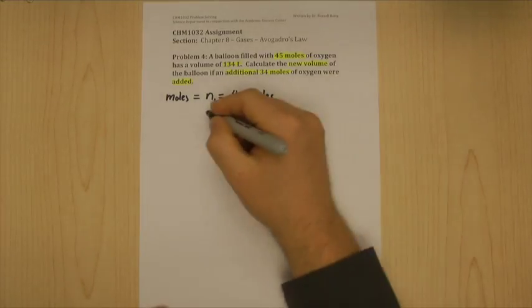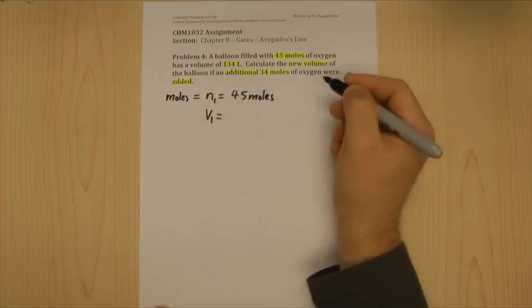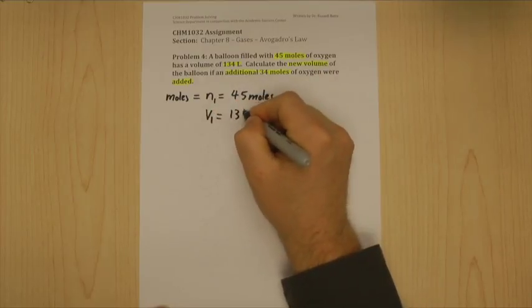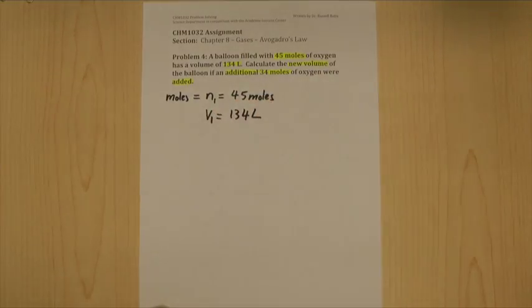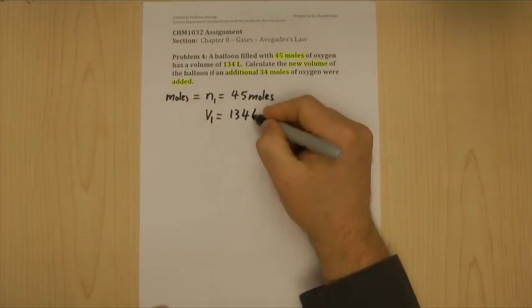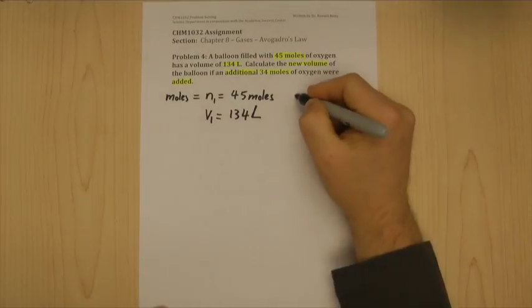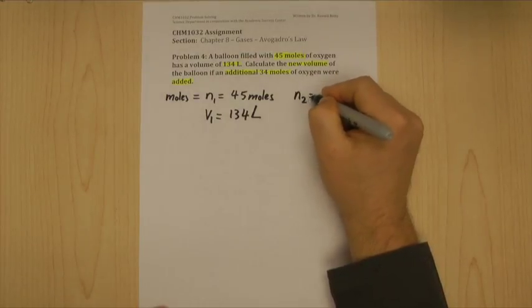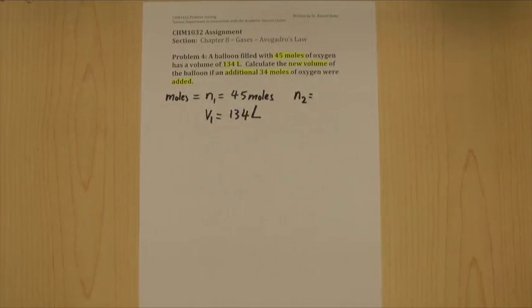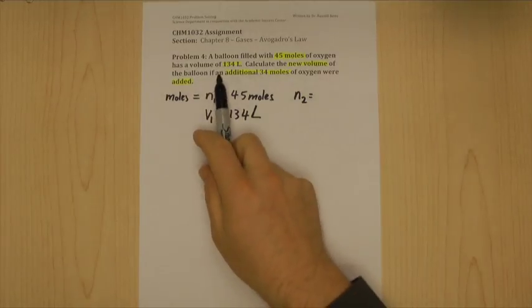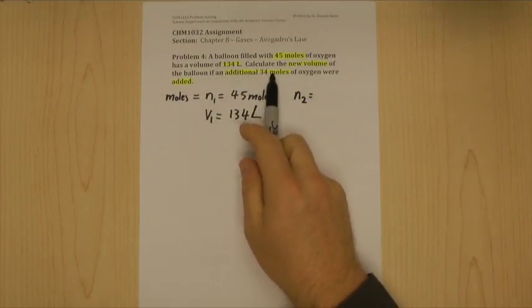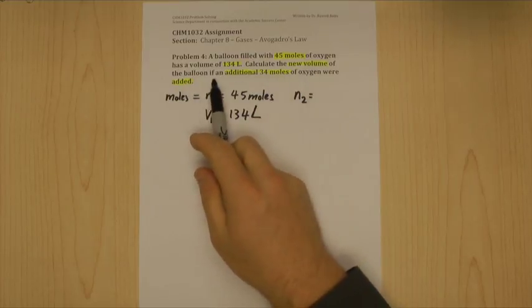All right. And V1, 134 liters. All right. There we go. N2. Now I know you're thinking N2 is 34 moles. It's not. Read it carefully. If an additional 34 moles of oxygen were added.